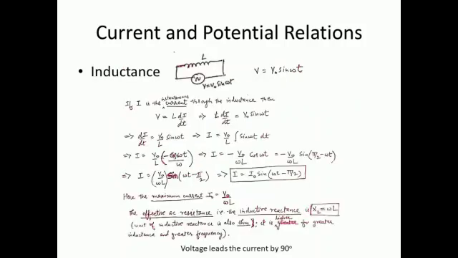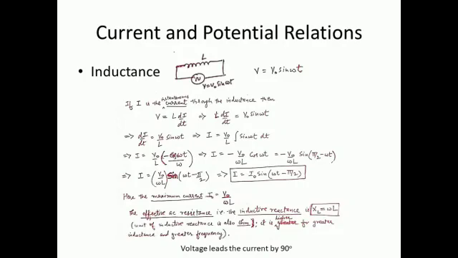Now let us see how the voltage and the current are related to each other when we apply an AC voltage to an inductance. The voltage we apply is V naught sine omega t to an inductance having the value L, and if I is the instantaneous current through the inductance, then V will be simply L di by dt, and therefore if we solve it further, we obtain that I will be equal to I naught sine of omega t minus pi by 2.